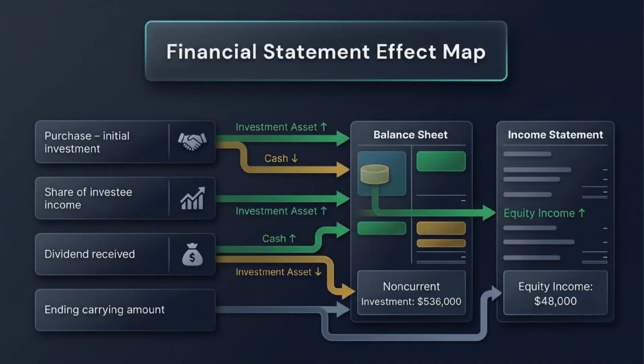The financial statement effect map pulls everything together. The purchase entry increases the investment asset and decreases cash with no income statement effect. The income pickup increases the investment asset and increases equity income. The dividend receipt increases cash and decreases the investment asset, again with no income statement effect. At year end, Meridian reports a non current investment of $536,000 and equity income of $48,000. This map is very useful in review work because it tells you exactly where each entry should land.